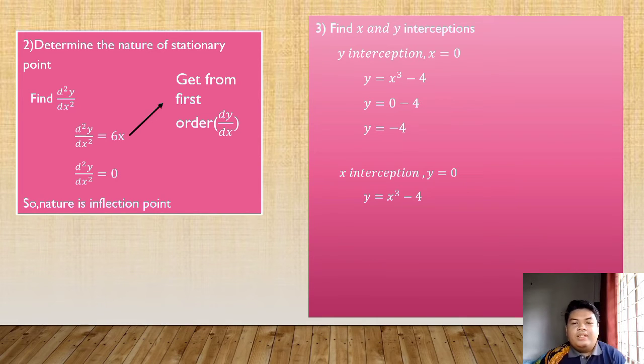So next, we find the x intersection using y equals 0. The equation is y equals x power of 3 minus 4, and we substitute the value of y into the equation, and it will be 0 equals x power of 3 minus 4, and then x power of 3 equals 4. Then we move the power of 3 to the 4 and it will be x equals cube root of 4. So the answer will be x equals 1.6.